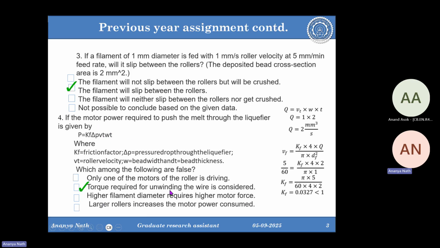So only one of the motor of the roller is driving. Higher filament diameter required higher force. Larger roller increases the motor power consumed. These are very general statements. So you can also guess from the options if you do not know the answer. The torque required for unwinding wire is considered. No.